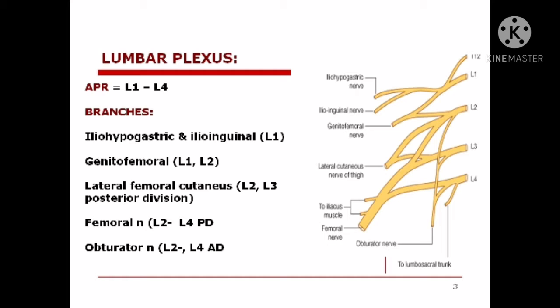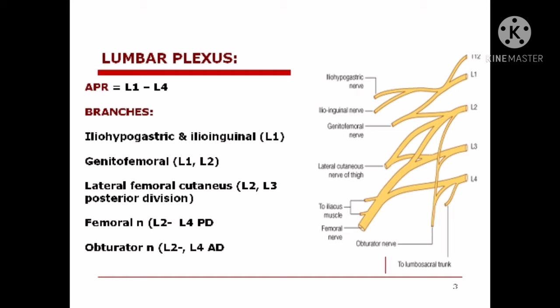So the lumbar plexus is formed by the anterior primary rami of the lumbar 1, 2, 3 and 4th segments. The branches are iliohypogastric and ilioinguinal, and these are arising from the L1. Over here, if you concentrate upon the diagram, the T12, that is the subcostal nerve, is also taking some part in the formation of this particular lumbar plexus.